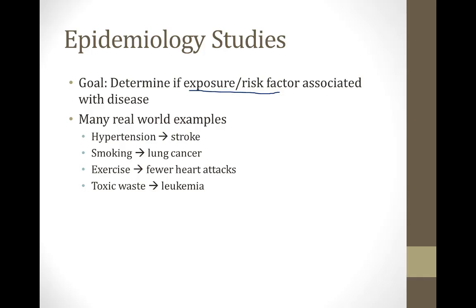So, for example, we know that hypertension is associated with stroke and that smoking can lead to lung cancer and that exercise can lead to fewer heart attacks. And in certain parts of the country, we've found out that toxic waste has led to increased rates of leukemia. And by learning about all these associations, we're then able to focus on the exposure and limit it to try and decrease the rates of disease.